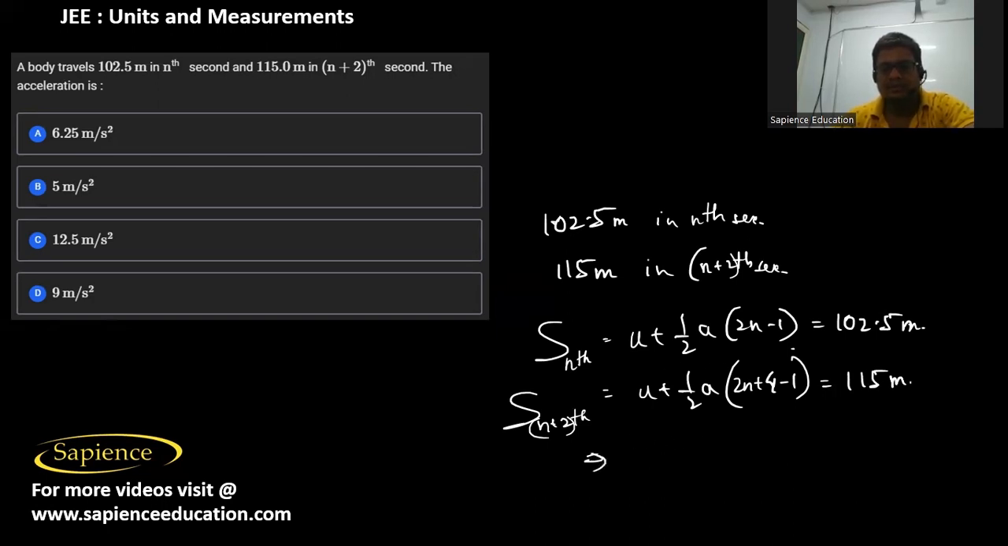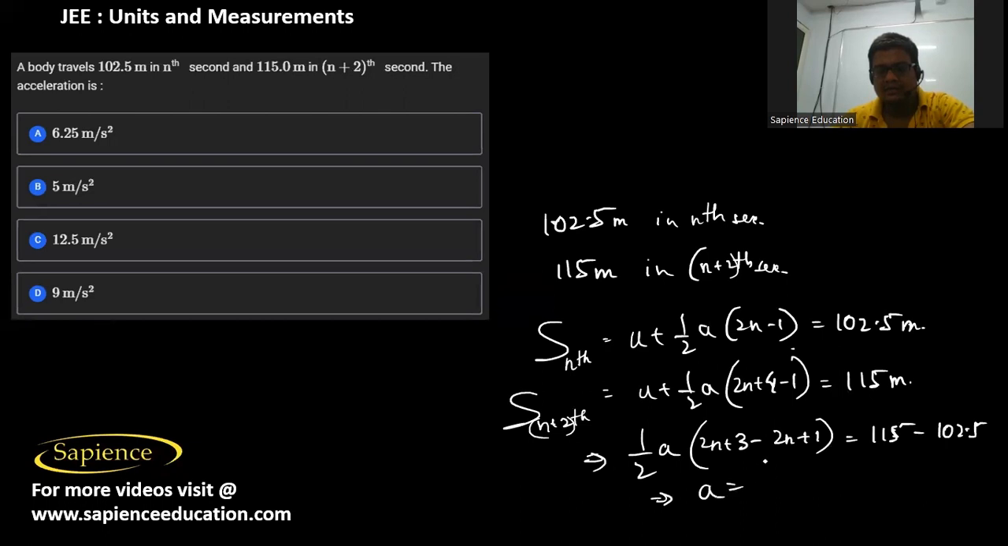Now if we subtract these two, half a will come as common, and we will get 2n plus 3 minus 2n minus 1, so 4, which will be equal to 115 minus 102.5. So therefore acceleration, the 2n will cancel, 3 plus 1 is equal to 4, and 2 2s are 4. The acceleration will be 115 minus 102.5 divided by 2 meter per second square.